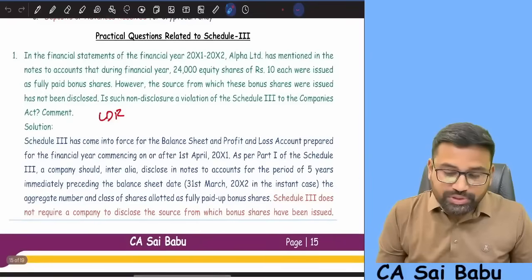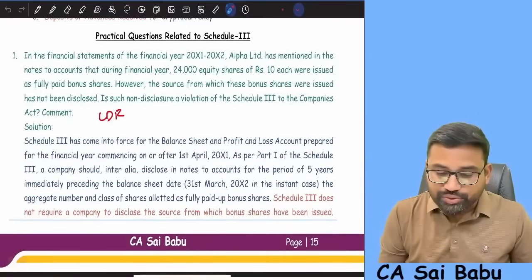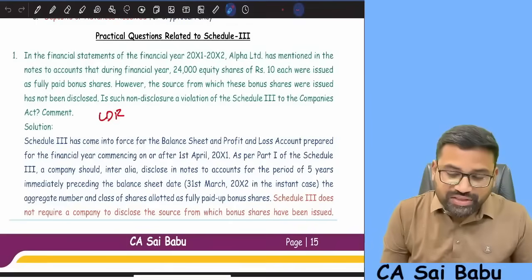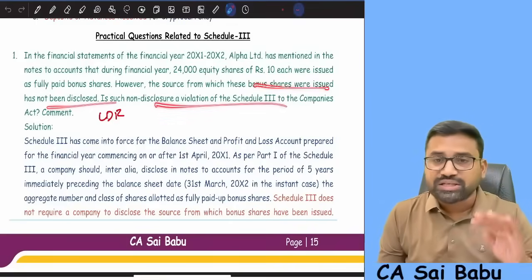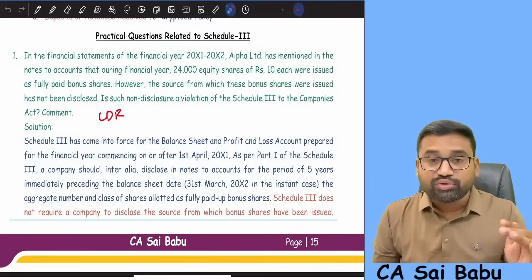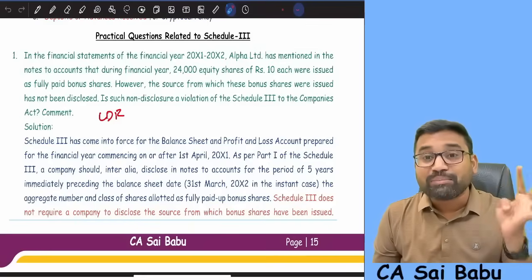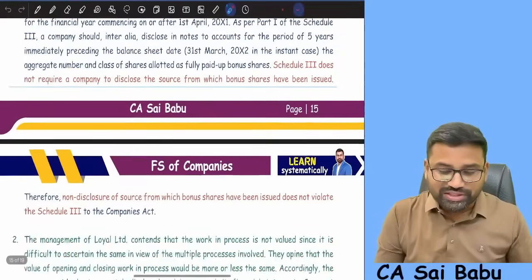In this, suppose a company has given bonus shares, sir, 24,000 bonus shares of 10 each. But they have not mentioned the source from which these bonus shares have been issued. Is it a violation? Not a violation. Just now I told you, as per Schedule 3, whenever a company issues bonus shares, they need to mention the aggregate number and class of shares. No need to mention the source. So it is not a violation.